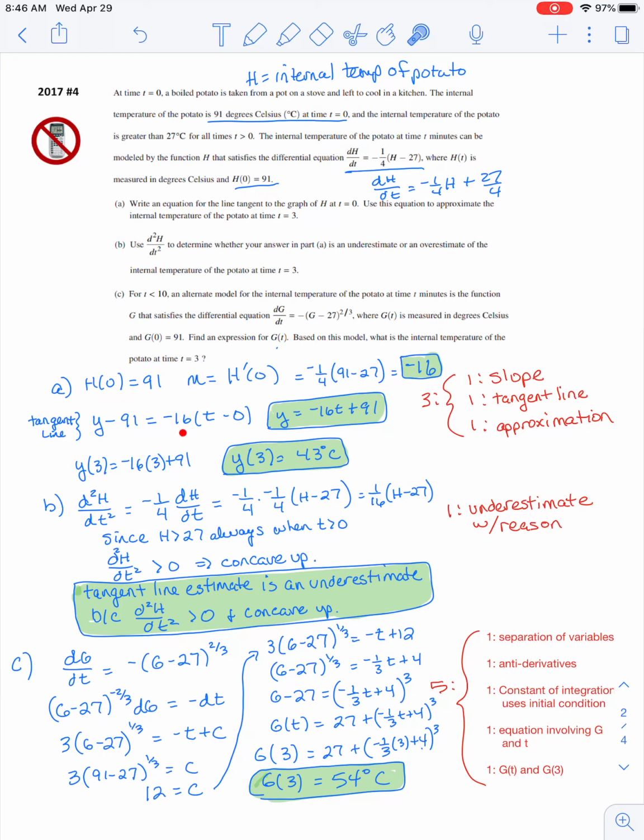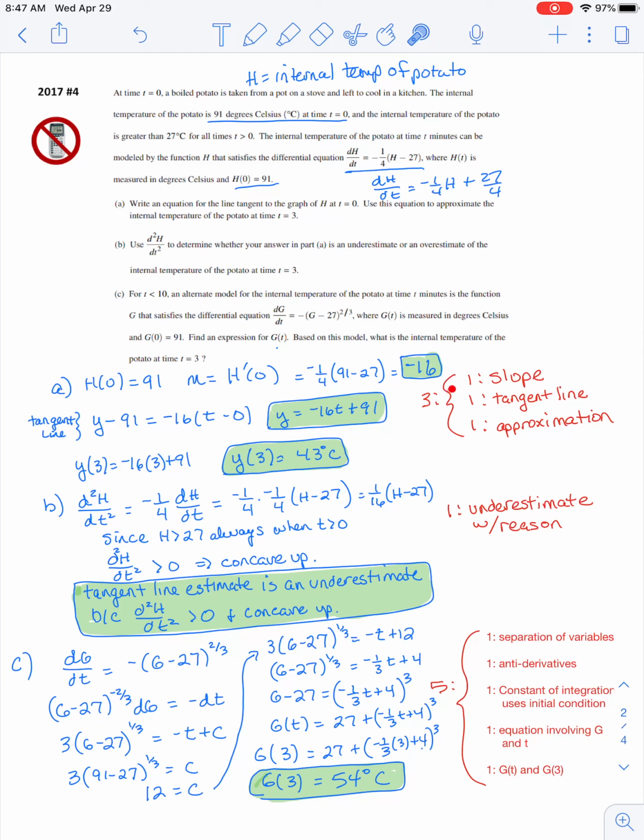And so now we have our point and slope. So the tangent line is y minus 91 equals negative 16 times (t minus 0). And you can leave it like that, except since we have to estimate the value of h at t equals 3 using the tangent line, I'm going to go ahead and solve for y. And you get negative 16t plus 91. And then y of 3, at time t equals 3, the tangent line will have a value of 43, so we will estimate that the potato's temperature is 43 degrees Celsius at time t equals 3 minutes.